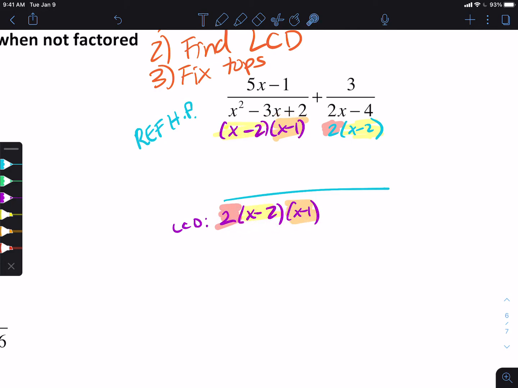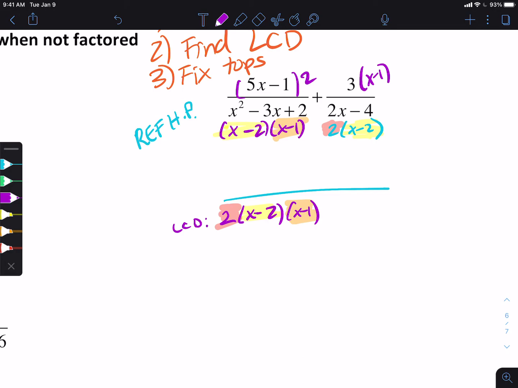We have this one and this one, so which one of these things is not like the other? I have the yellow and the orange, so I'm missing the red. So I'm going to times the top by the red, which is 2. I'm going to look to see I've got a plus, so I don't need to worry about distributing my negative. I'm going to compare. I have the red, I have the yellow, I'm missing the orange. So I'm going to times the top by the orange, which is x minus 1.